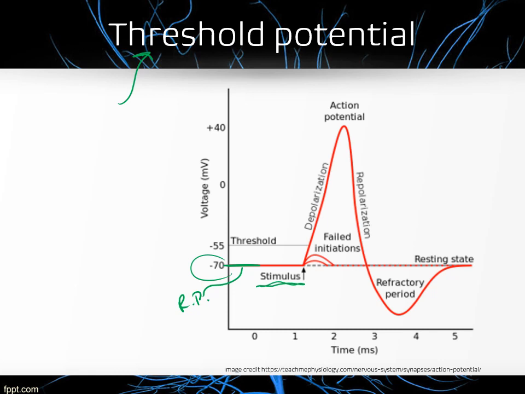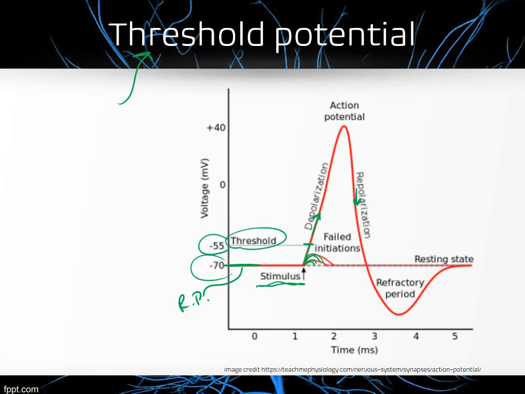And so some stimuli are so small that they don't actually set off a whole entire impulse. For us to have the whole entire depolarization, repolarization process occur, we need to have a stimulus that gets us at least to that threshold potential. Threshold potential is just about negative 55 millivolts.